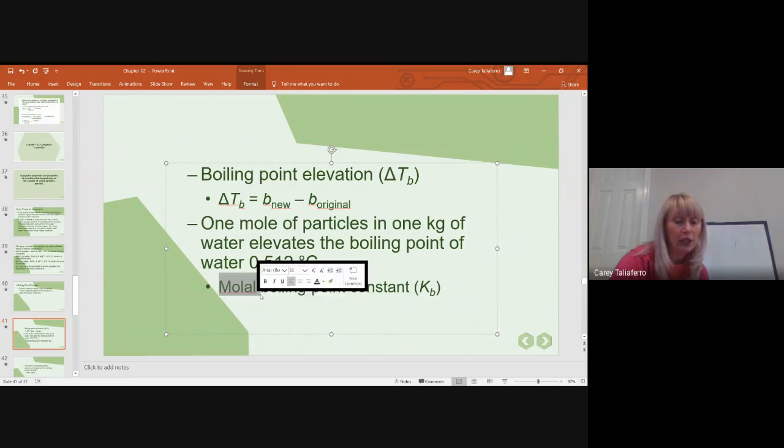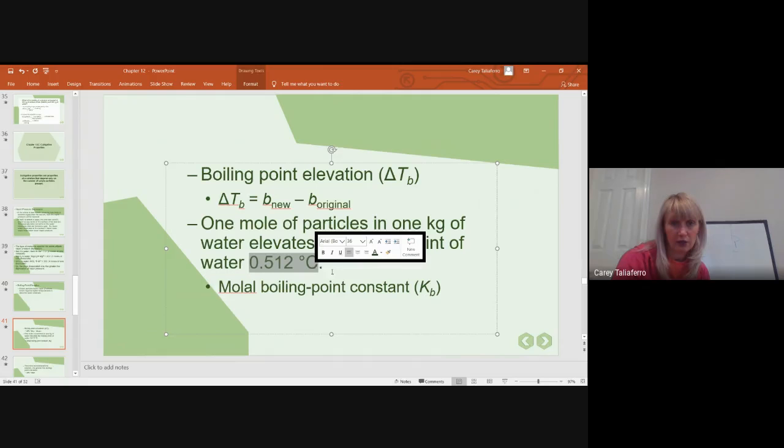We're not going to be using molarity in these calculations. We're going to be using molality. So 1 mole of particles in 1 kilogram of water elevates the boiling point of water by 0.512 degrees Celsius. Notice, 1 mole of particles or solute divided by mass in kilograms of solvent, that's molality.